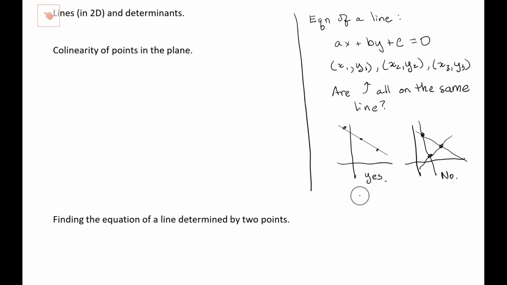So in a situation where the answer is yes, that means that there's a value for each of a, b, and c, so that plugging in these points into that equation will result in a true statement. In the no case, it means there is no set of 3 values a, b, and c, except 0, 0, 0, that are going to be able to make this equation true for these 3 different points.